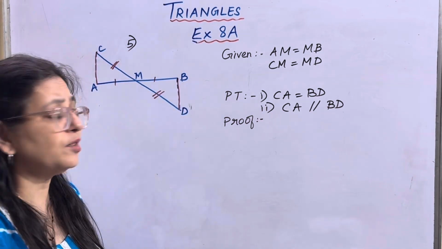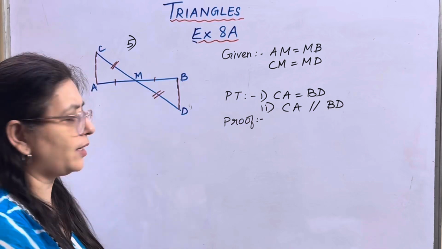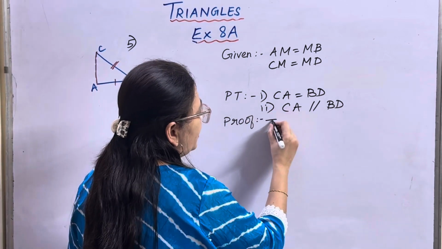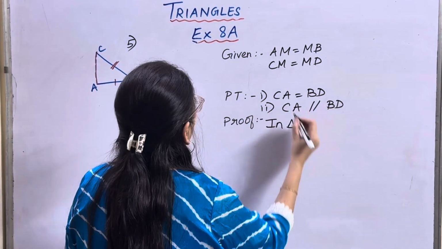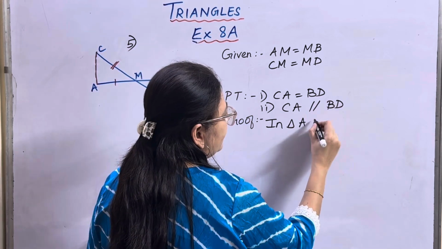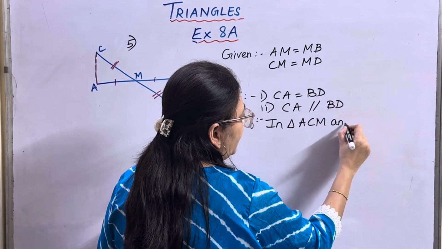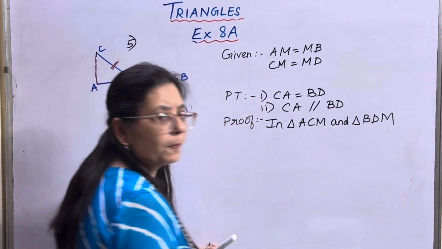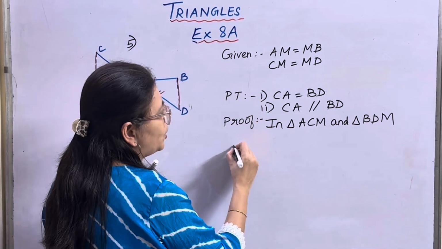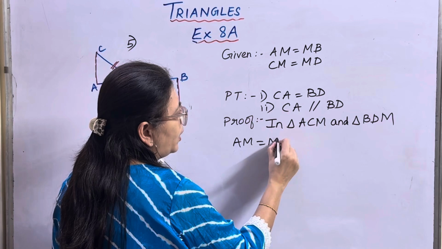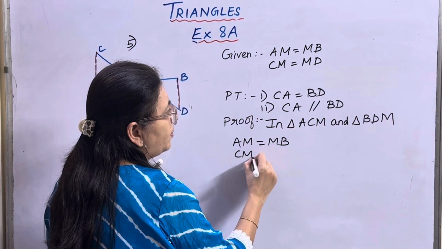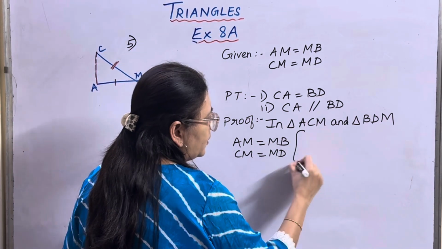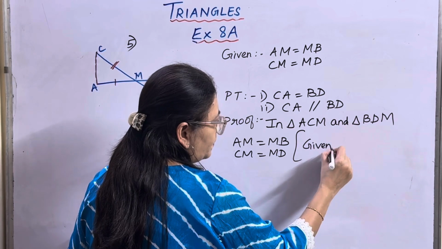So, which two triangles will you take? Obviously, these two triangles, right? So, how will you name it? In triangle ACM and triangle BDM. First, what information is given? AM is equal to MB and CM is equal to MD. This is given in the question.